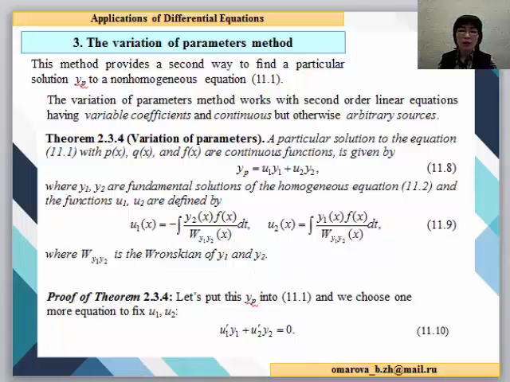Let's prove this fourth theorem. Let's put this particular solution 11.8 into the equation 11.1, and we choose one more equation to fix u sub 1 and u sub 2 in the following condition 11.10.